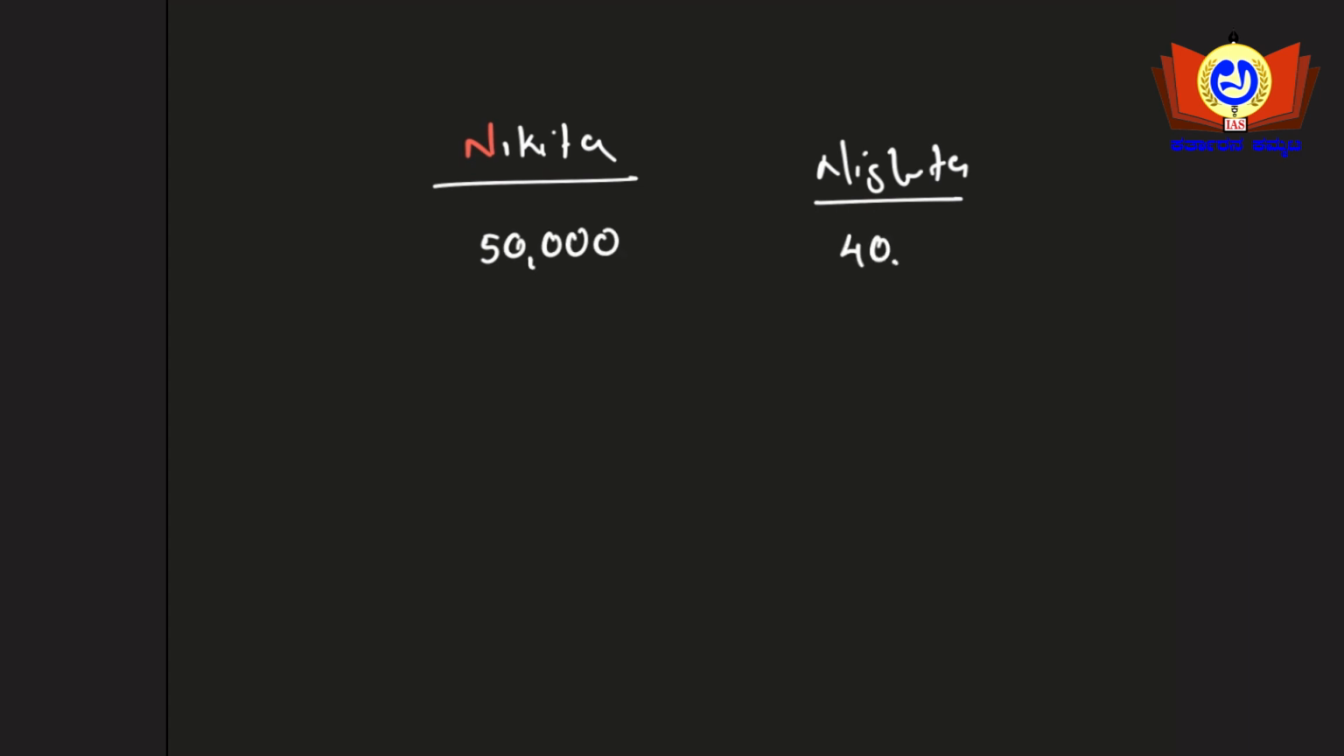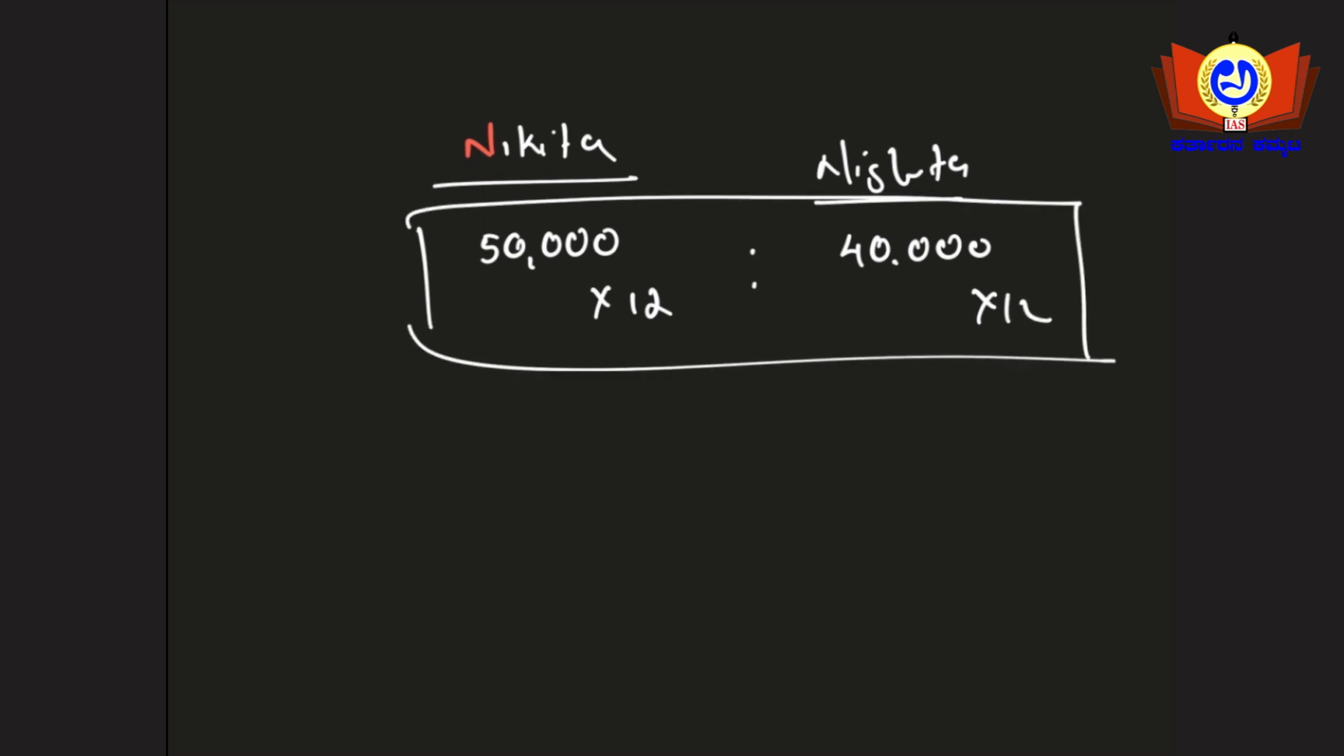Nikita and Nishita both are starting the business. What is the capital here? 50,000 and 40,000, both are starting the business from the initial stage till the year. So what will be the profit here? They will be into 12 and into 12. Into 12 means for 1 year both will be in the business.